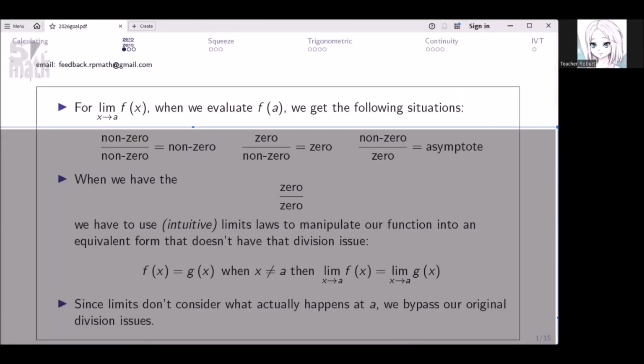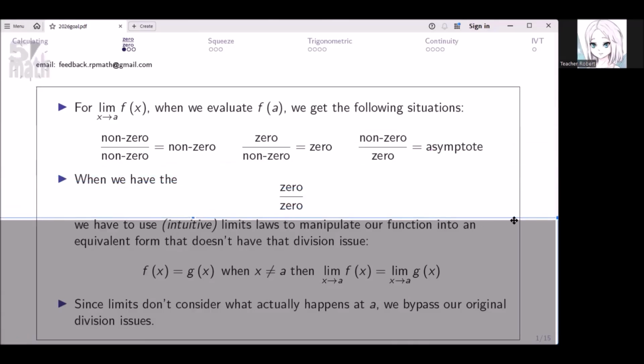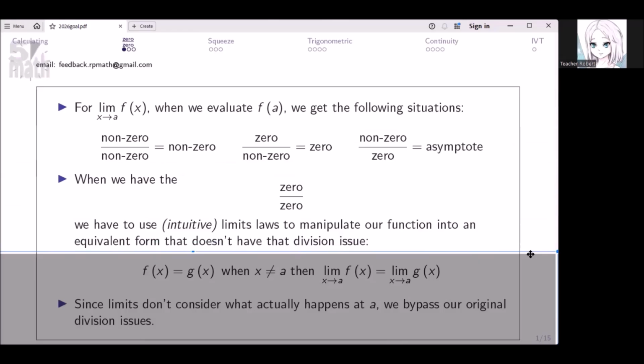For x approaches a of f of x, when we evaluate f of a, we get the following situations. Non-zero over non-zero, which equals a non-zero. A 0 over non-zero, which equals a 0. A non-zero over 0, which is an asymptote. When we have the 0 over 0 situation, we have to use intuitive limit laws to manipulate our function into an equivalent form that doesn't have that division issue.